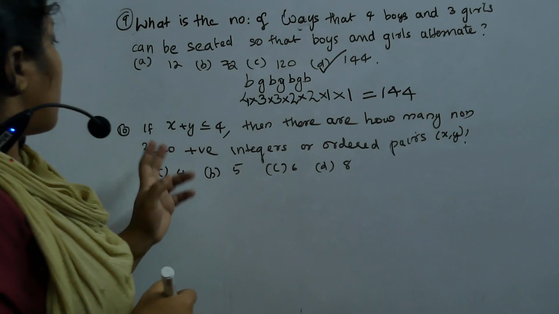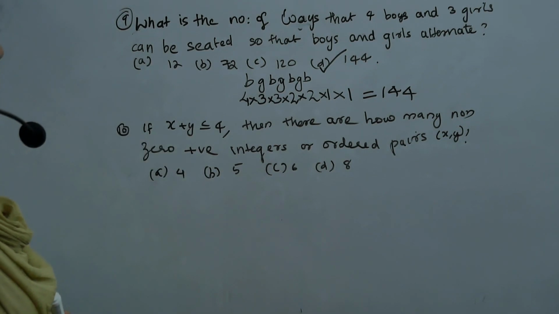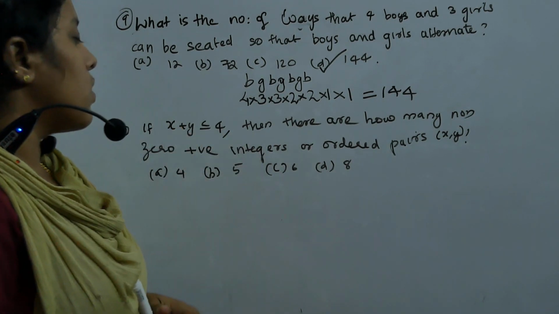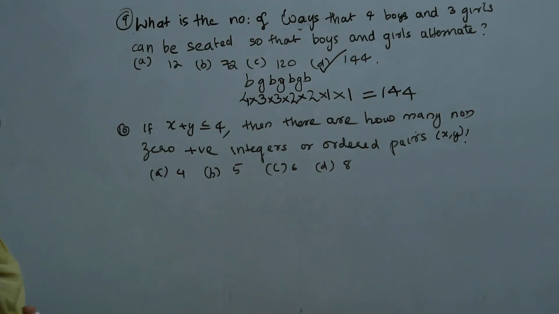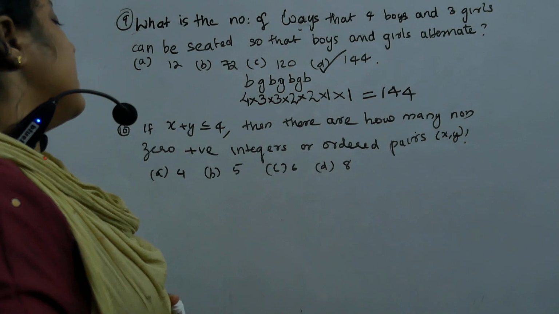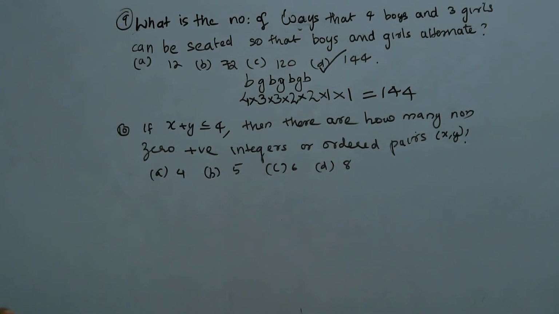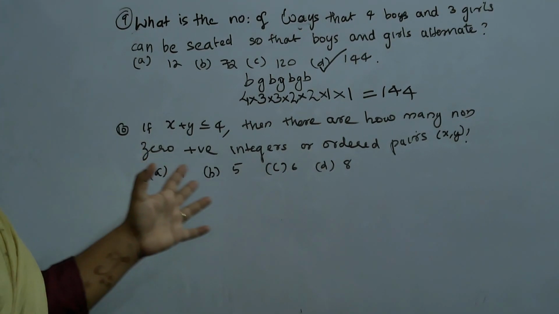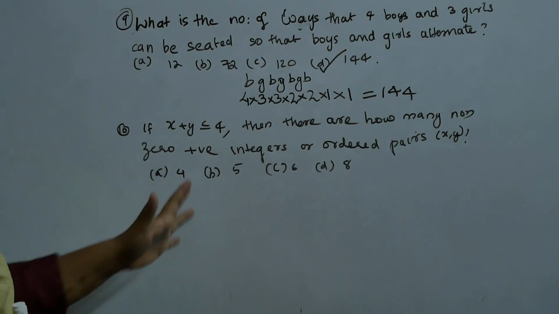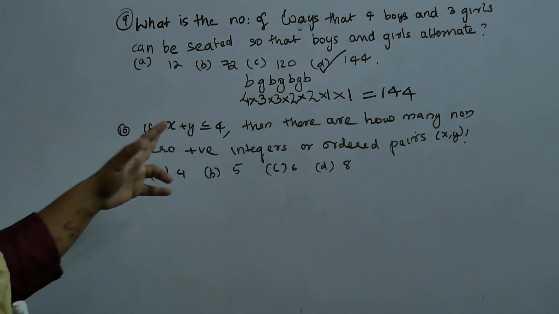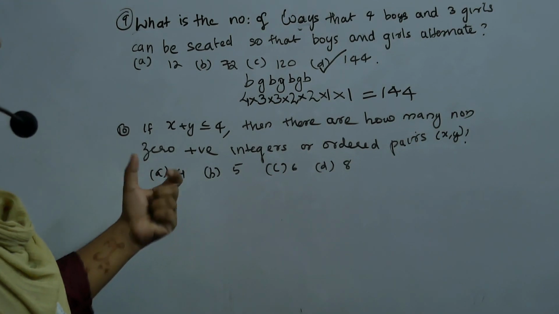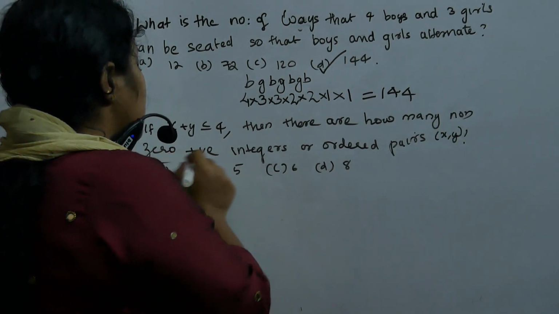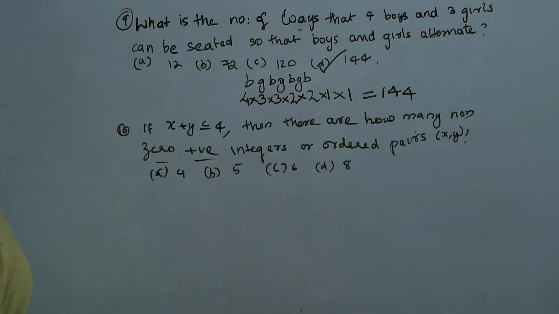Now what about the 10th question? If x plus y is less than or equal to 4, then how many non-zero positive odd integers or ordered pairs are there? Okay, so what's the condition? This is a very simple question. It's a previous year question, that is x plus y less than or equal to 4. So the condition is that they should be non-zero and positive.